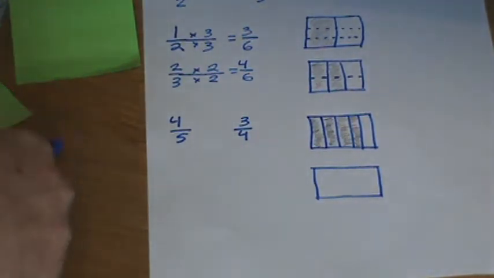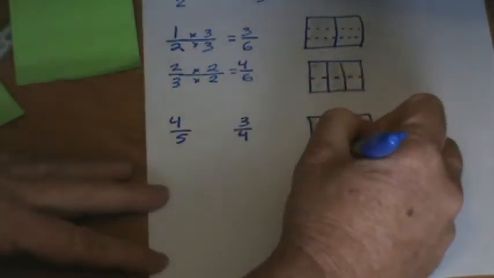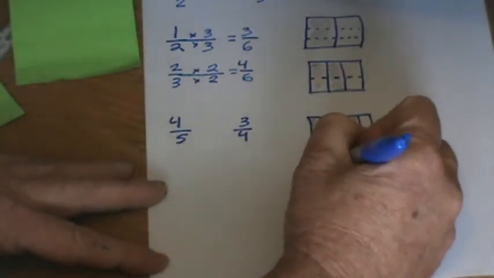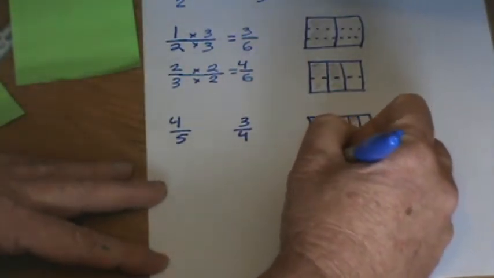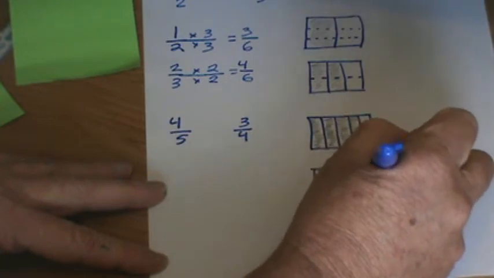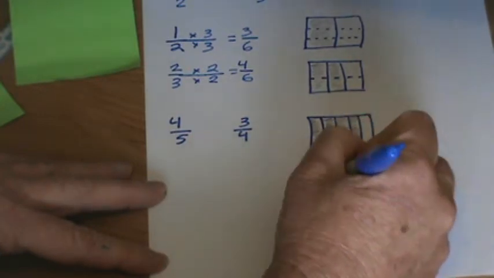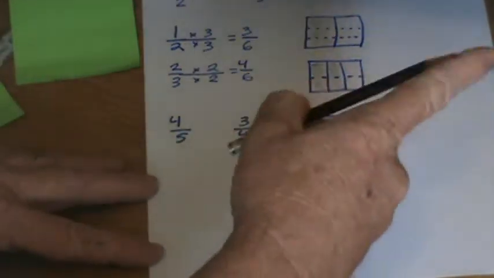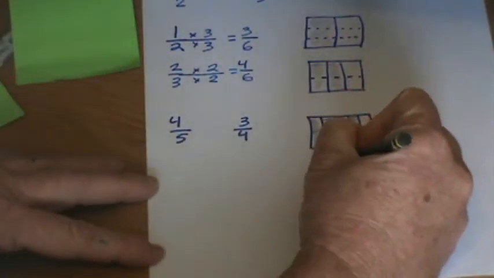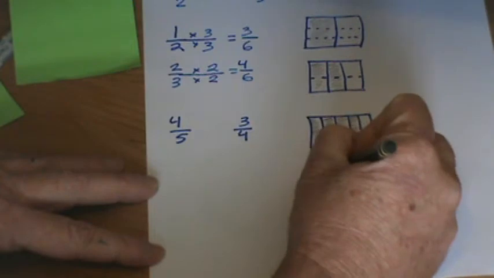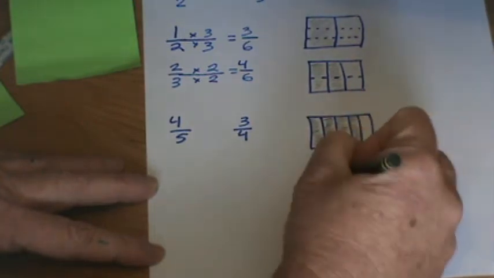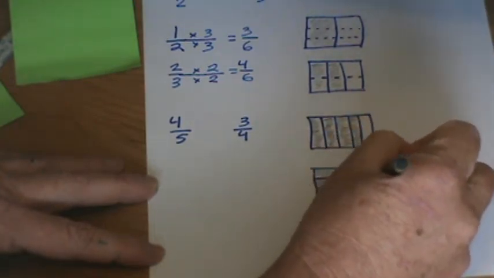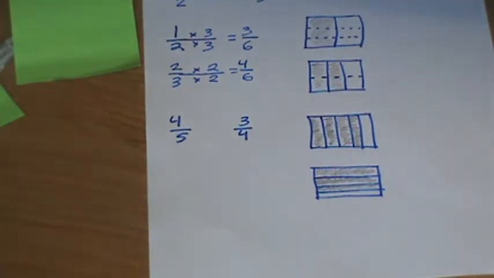Now the other one is 3/4. Let's see what our 3/4 looks like. 1, 2, 3, and 4. We're going to shade in 3 of those to represent 3/4. So which one's greater? Let's start doing our math to figure this out.